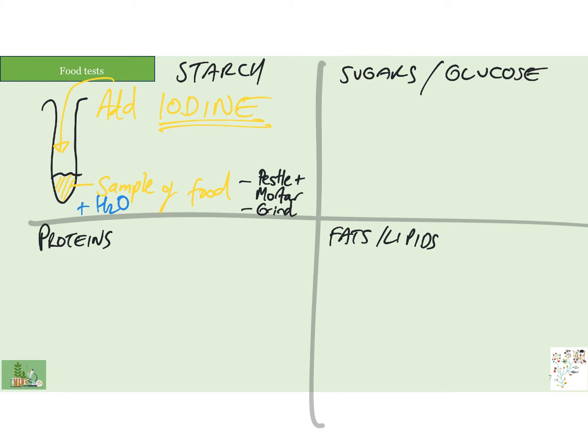If starch is present, so if there's starch in my test tube, it will go from a yellow-brown colour, hence why I chose this colour to be yellow-brown, to black. So if starch is present, it will go from yellow-brown to black. Yellow-brown? Yeah, it's a yellowy-brown colour, depending on how strong the iodine is. Weak iodine is very yellow, strong iodine is very brown. Okay? But it's obviously yellowy-brown.